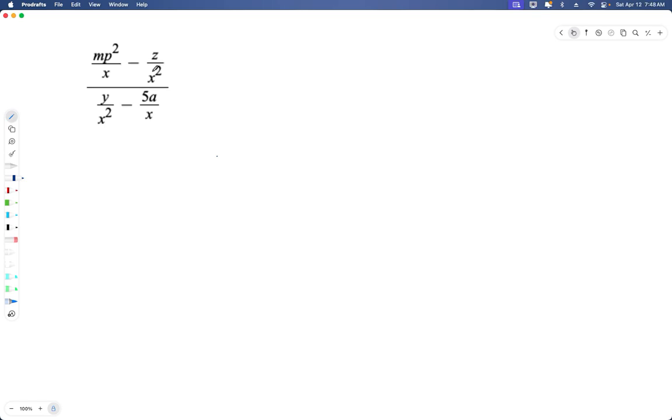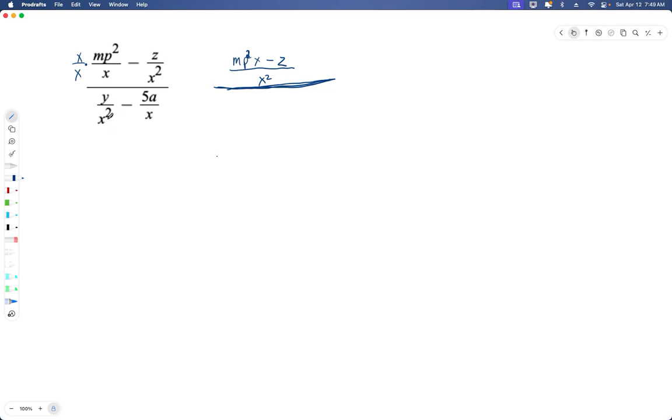So I see that I have x squared here and x here. So the easy thing to do is to just make both of these x squared. So I'm going to multiply this one by x over x, and that makes that mp squared x minus z over x squared, right? And then there's my big line in between.